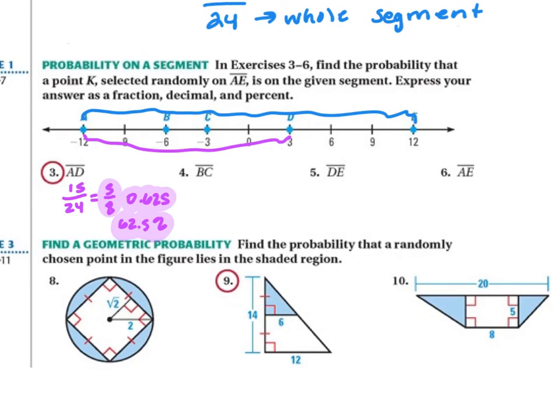Number 4 is BC. So BC just goes from negative 6 to negative 3, which is just 3 units. 3 over 24 is 1/8. 1 divided by 8 is 0.125. And as a percent would be 12.5%.